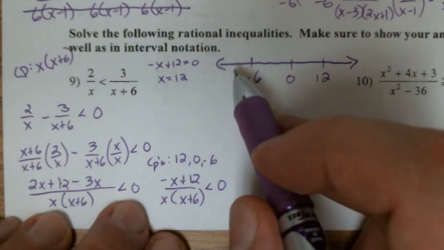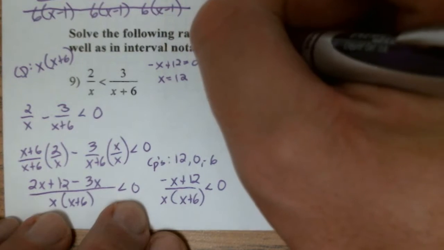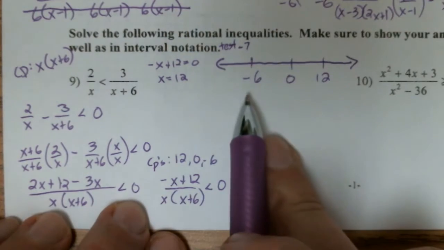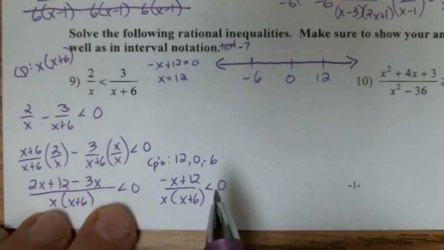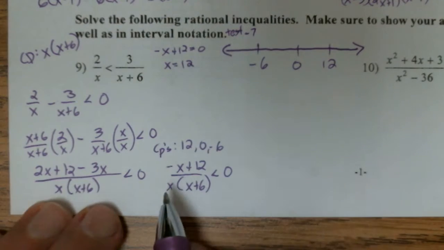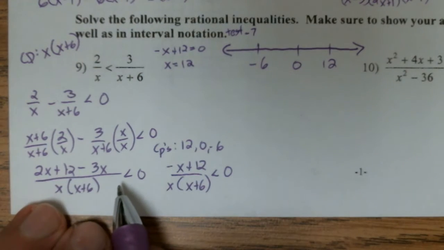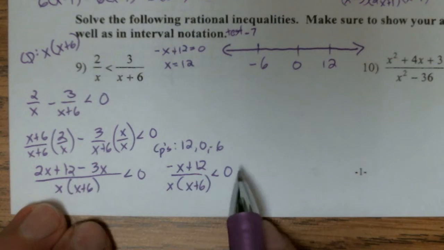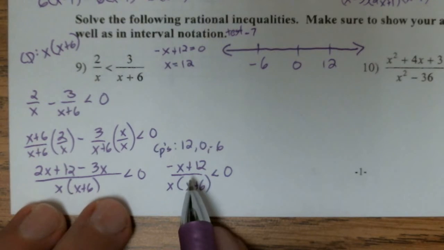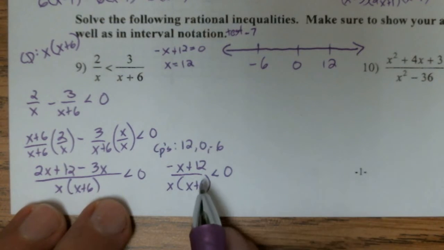Now I'm going to test some points. Okay, I want to test something less than -6. I'll use -7. Okay, you can use whatever you want. All right, so now when you plug this back in, guys, I don't really care what the number is. I'm just trying to figure out, is this inequality satisfied? Is it less than 0 or is it greater than 0?